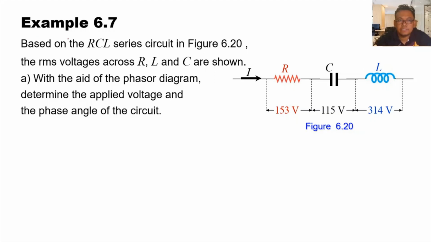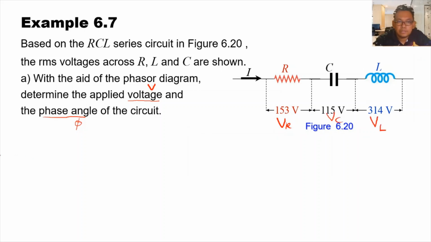Example 6.7. Based on the RLC series circuit in figure 6.20, the RMS voltages across R, L, and C are shown. With the aid of the phasor diagram, determine the applied voltage and the phase angle. So the question asks for the applied voltage and phase angle. We are given the value of VR here, and here is VC, and this is VL.